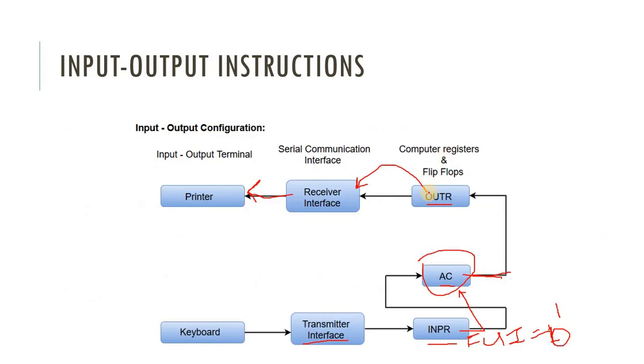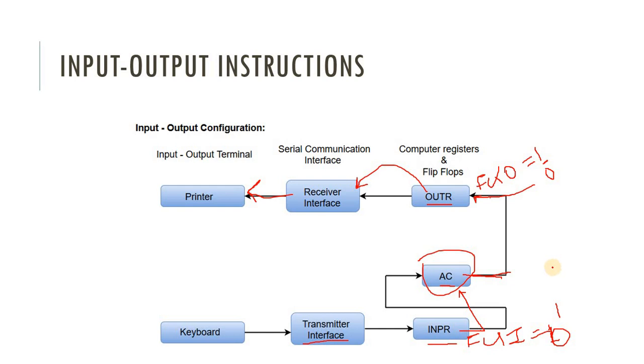So here is the output register, and with that the FGO flag is associated, and initially the FGO value is equal to 1. Here the 1 means that when FGO is equal to 1, at that time the output register is empty, and when the FGO value is equal to 0, at that time the output register contains a character. So it is totally reversed compared to the input register.